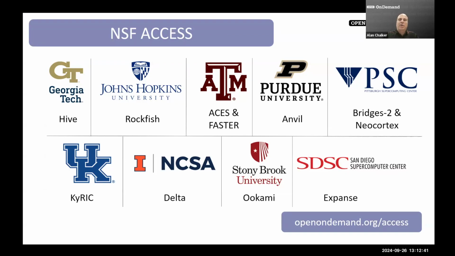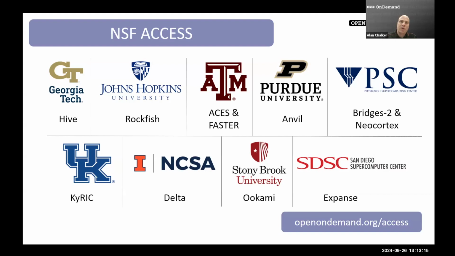That basically allows researchers to apply for allocations on these systems. So as you can see here, 11, which is almost all of the NSF Access current resources, actually have OnDemand as their interface. So you can just go to openondemand.org/access, it'll drop you in, apply for an allocation, and start using OnDemand on any of these resources and whatever you need to accomplish there.